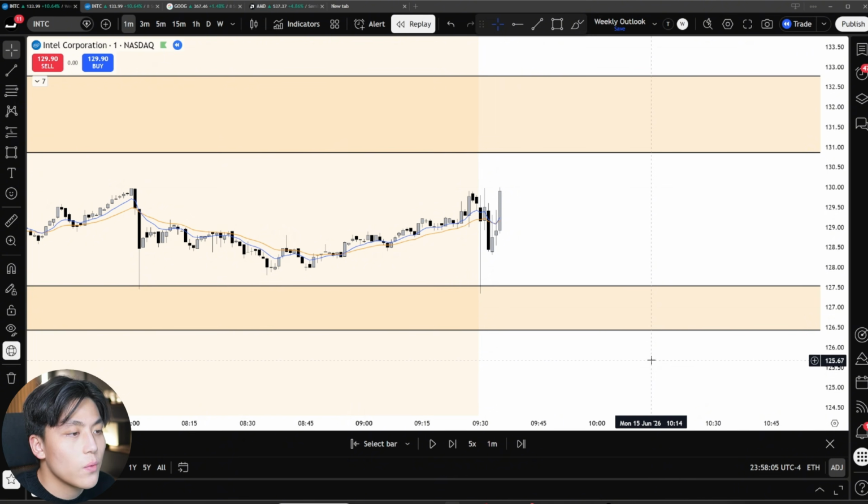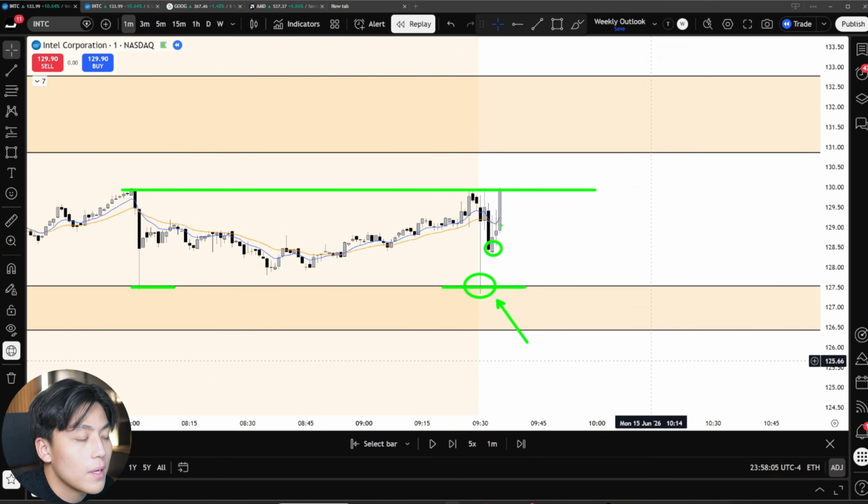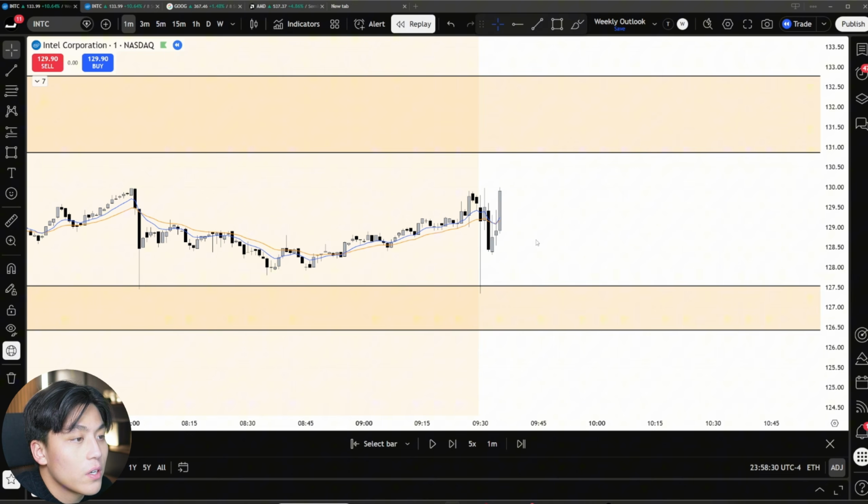So as you can see right here on INTC, within the very first minute, we pushed down in towards our previous day highs. Nice buyers are stepping in right off this level. Now what we like to see is really any sort of bullish price action. So we're building up higher lows here on the 1 minute time frame. Now we're actually reclaiming back above key levels that we have marked out.